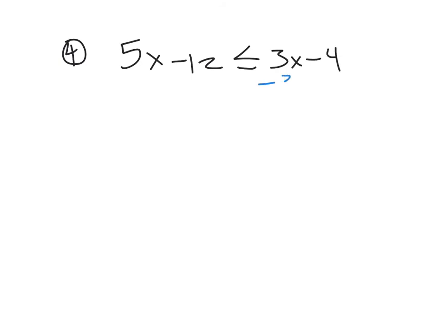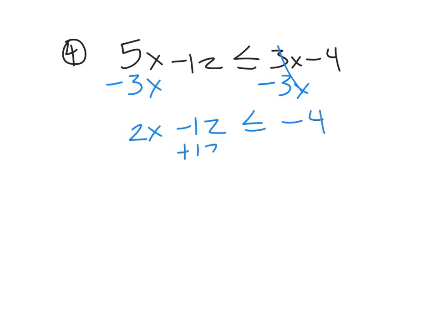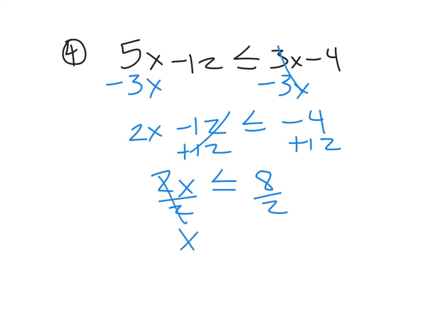So I'm going to subtract the 3x. 5 minus 3 would be 2x minus 12 is less than or equal to negative 4. So I'm going to add this 12. I get 2x is less than or equal to 12 minus 4, which would give you 8. So then just divide by 2. I get x. I didn't divide or multiply by a negative, so my sign stays the same, and I have x is less than or equal to 4.